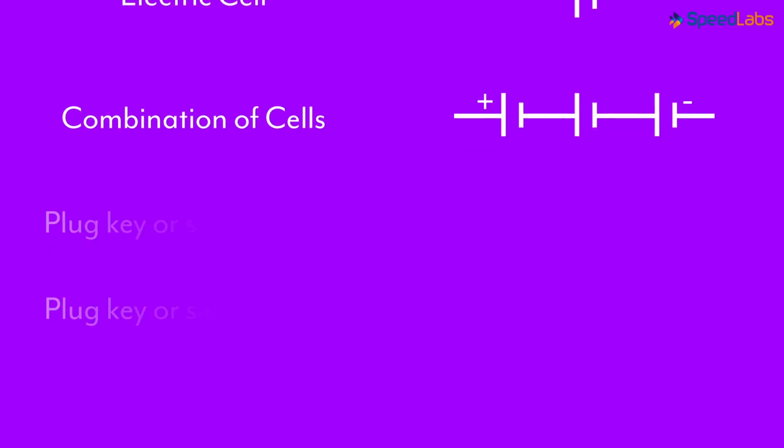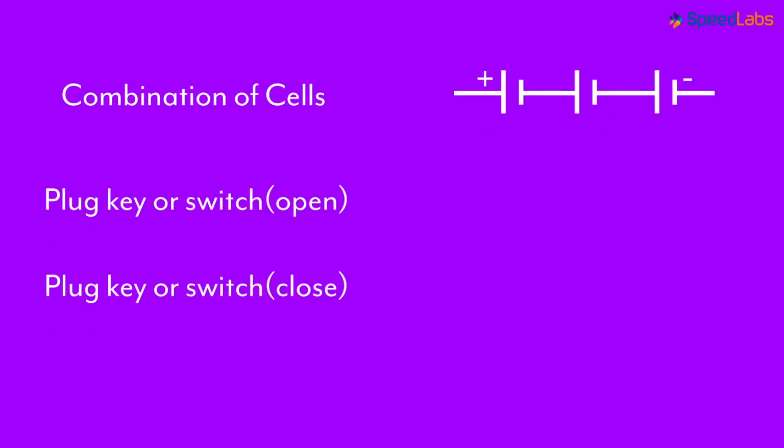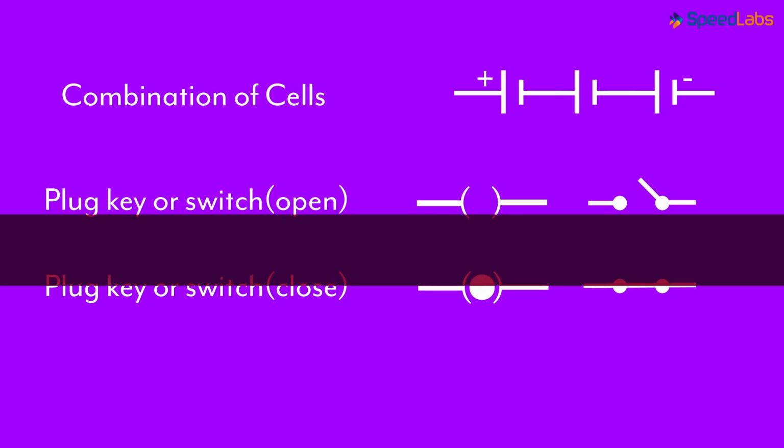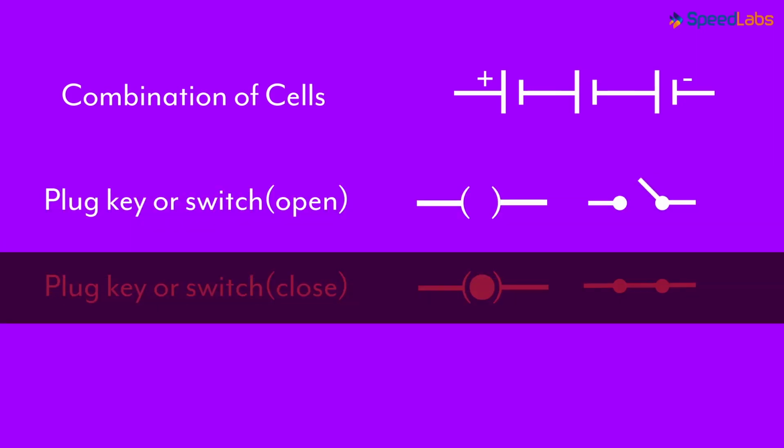We've already seen what a plug key or a switch is. It's used to open or close a circuit. Plug key symbols for open and closed circuits are shown like this, and for switches it's shown like this. These two represent an open circuit in which electricity will not flow, and these two represent a closed circuit in which the electricity will flow.